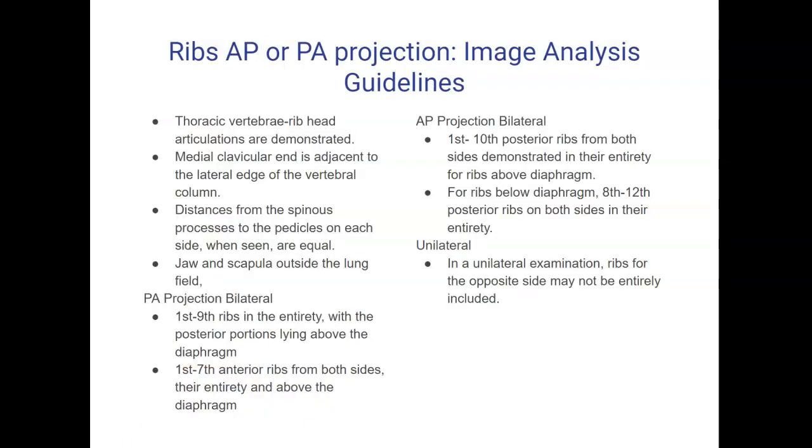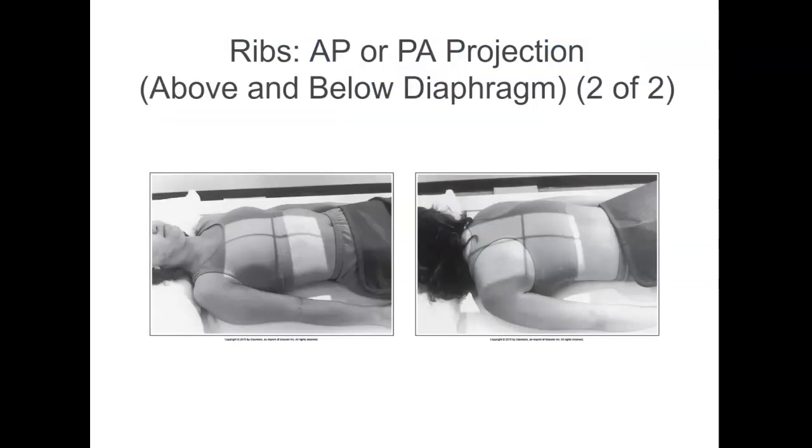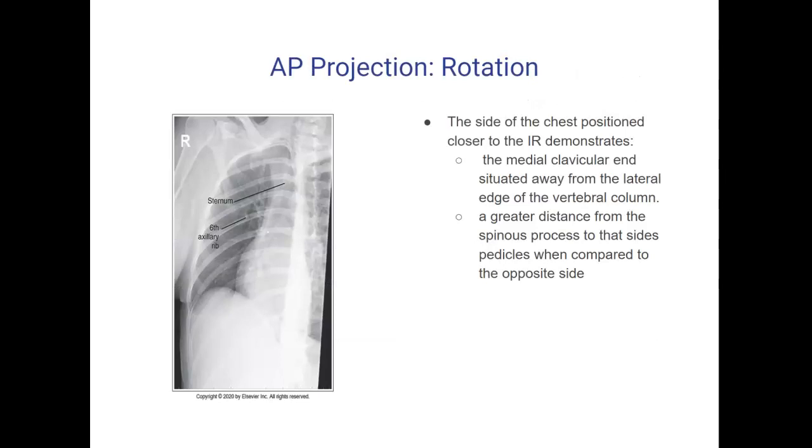Here is a slide with the image analysis guidelines we just reviewed. This image here just demonstrates adequate positioning for an AP or PA projection of the ribs. So let's talk about rotation.